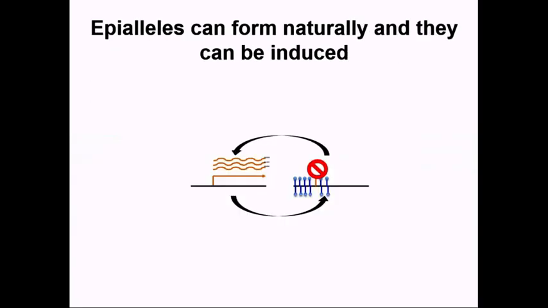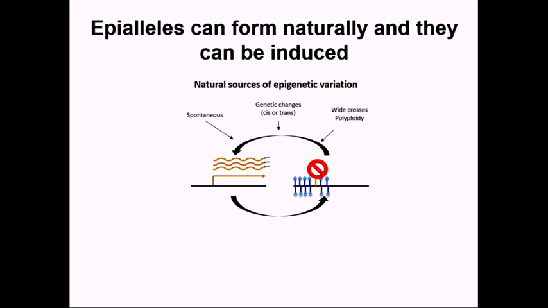Okay? So at the local level, you're thinking about going from a gene that's active and expressed to something that's methylated and silenced. There are natural sources, so this can happen spontaneously. A spontaneous back and forth would actually be an epigenetic shift if it's maintained and remembered. However, it can also occur due to a genetic change. There's some evidence wide crosses or polyploidy can also perturb patterns.